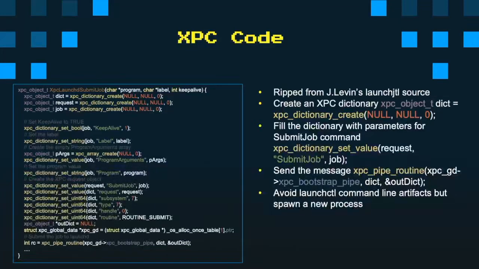Also, we submit the label. This is just the name of the temporary service. Program arguments you can use or you can omit. It doesn't matter, but the program in this case I'm going to use to provide a path to my payload. So then once we have all the parameters set, we create that small XPC message, and we use that xpc_pipe_routine method to send a message to launchd.